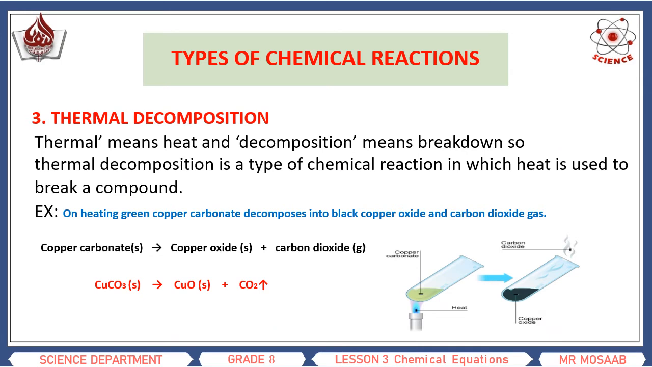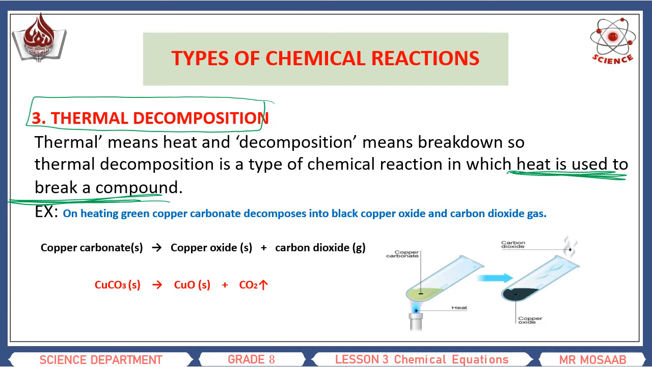Next is thermal decomposition. Thermal decomposition means we use heat. Heat is used to break a compound. We have a compound, a complex compound, which is made up of two or more substances. And by using heat, we're going to break this compound. Like CuCO3. CuCO3 is copper carbonate. By using heat, heat is represented by a triangle. Heat is represented by a triangle above the arrow.